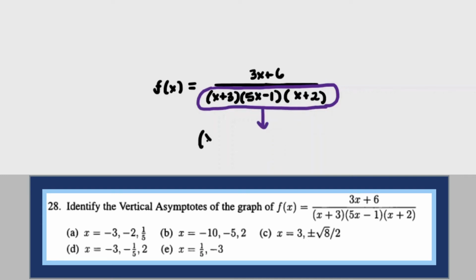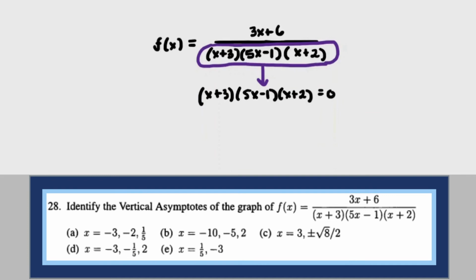So that will basically be x plus 3 times 5x minus 1 times x plus 2 equal to 0. Luckily, all these are factored, so we're just going to set all these factors equal to 0. So we're going to do x plus 3 equal to 0, 5x minus 1 equal to 0, and lastly we're going to do x plus 2 equal to 0. And so we're going to solve for x. On this side, we're just going to subtract 3. The 3's will cancel out, and we'll get x equal to negative 3.